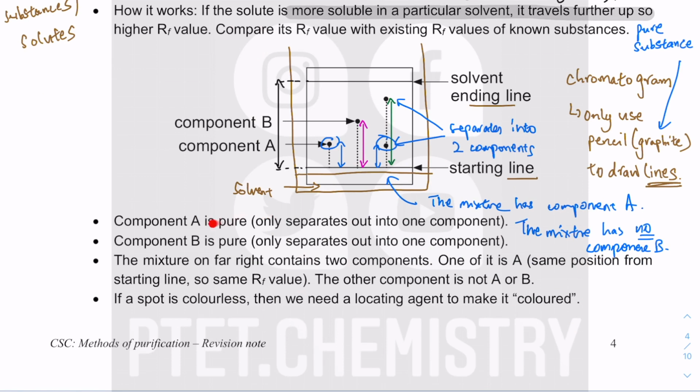Some of the conclusions we can make is that component A is pure, so is component B. It doesn't separate out into other substances. This is a mixture. It has component A, which has an equal RF value, but this spot is an unknown component. It's not A, it's not B.